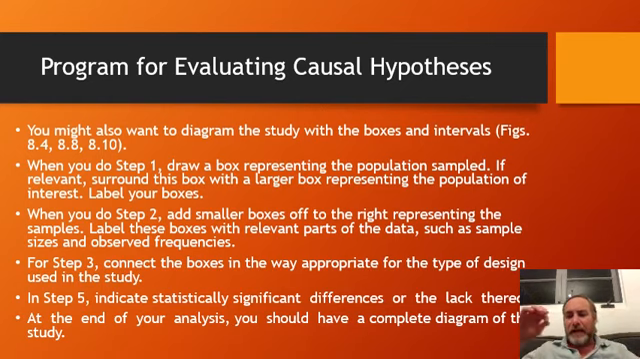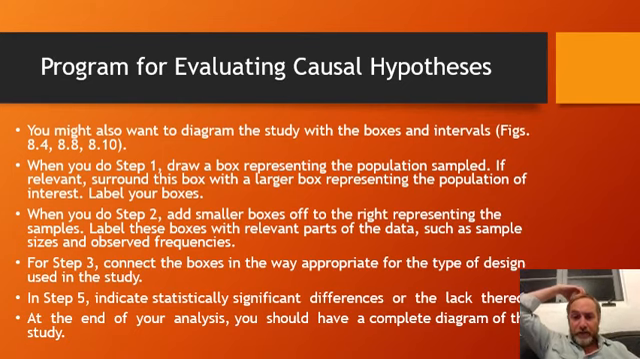Visualizing it all may also help you think of different factors, like, is this really random? Is the sample really the best sort of sample? Does it reflect the population at large, or are there any differences? It may help you think through those issues. When you do step 2, add smaller boxes off to the right, representing the samples. You can label those boxes with the data: the relative frequencies, sample sizes, and so on. Step 3, connect the boxes and label the sort of design that's being used in the study.